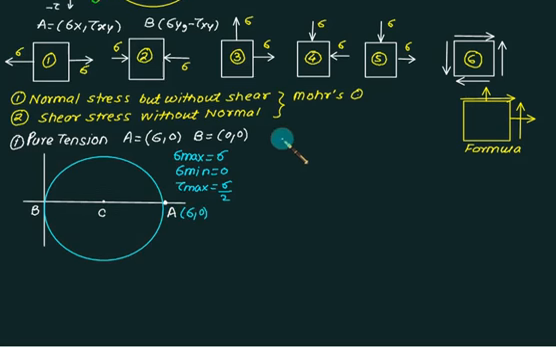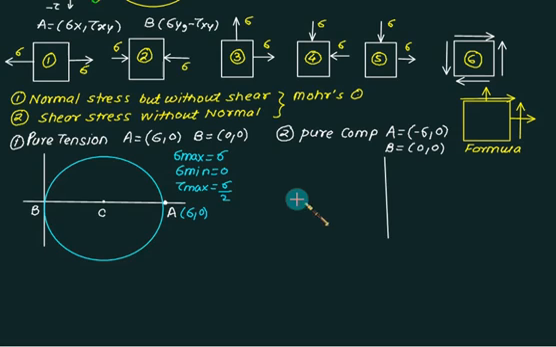Let's take the second case. This is a pure compression. Again we can write the coordinate of A as sigma x, tau xy. So this time sigma is a negative value, tau xy is 0. Coordinate B: sigma y is 0, tau xy is 0. So this time your Mohr circle will lie on the left hand side, because point A itself will lie on the left hand side and point B is the origin. So the entire circle will lie on the left side if it is pure compression. If somebody asks what the diameter is, diameter is sigma. So this represents the Mohr circle.